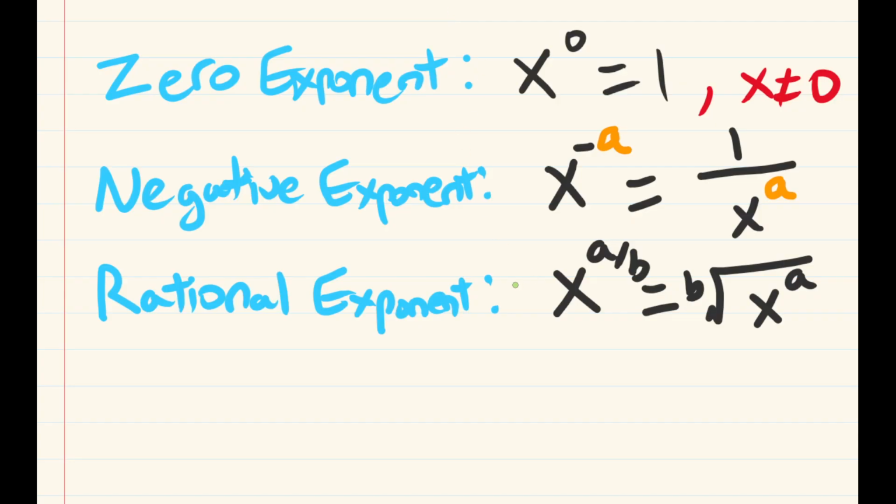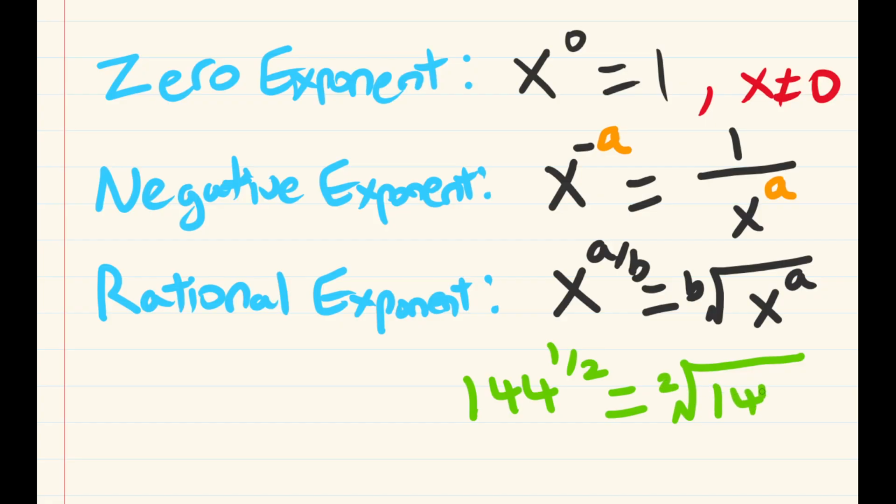So this will make sense through an example. Let's say we had 144 to the power of 1/2. Using this rational exponent rule, this is the same as the square root of 144 to the power of 1. But 144 to the power of 1, of course, is just 144, and the square root of 144 is 12. So 144 to the power of 1/2 is just 12. And that's how we deal with rational exponents.